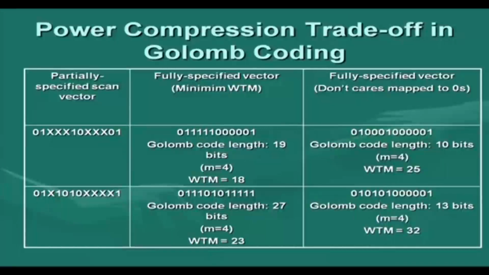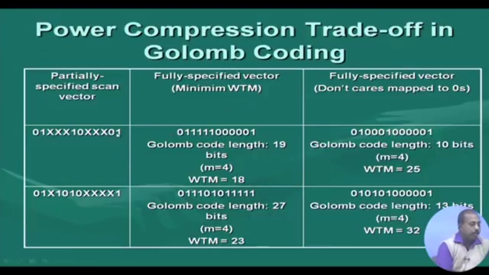Now suppose I have got one test vector like this. This is the ATPG tool, it has generated a test vector like this: 0, 1, then 3 don't cares, then 1, 0, then again 3 don't cares, then 0, 1. Now if I want to reduce this weighted transition metric, then what should I do?